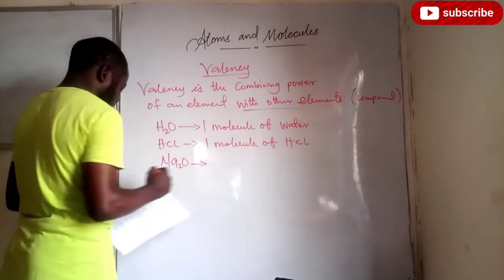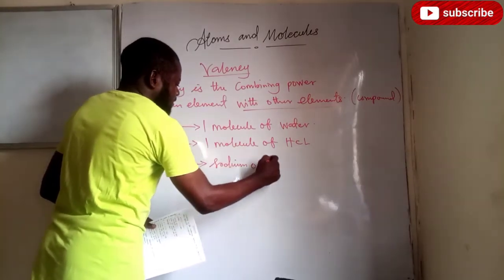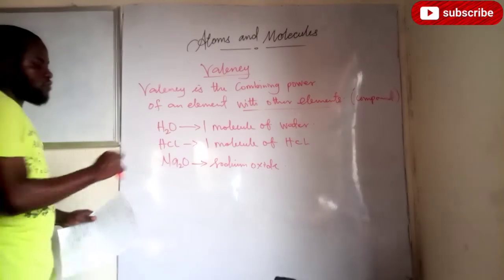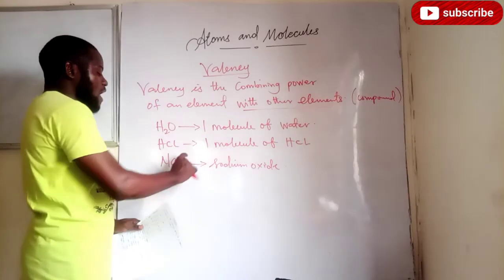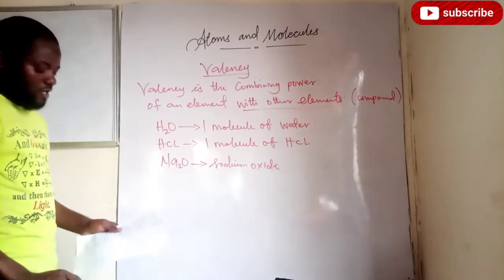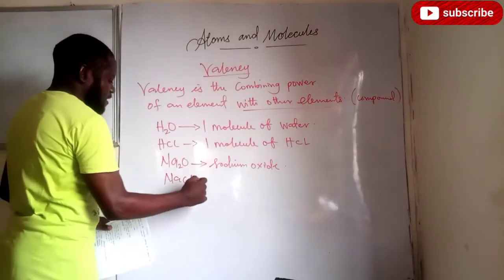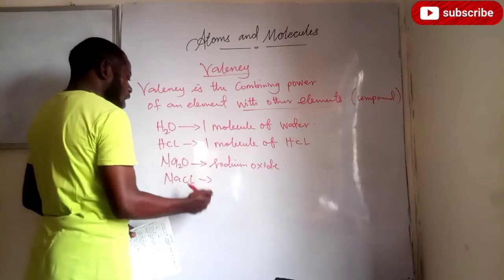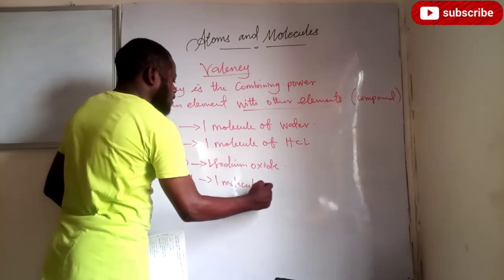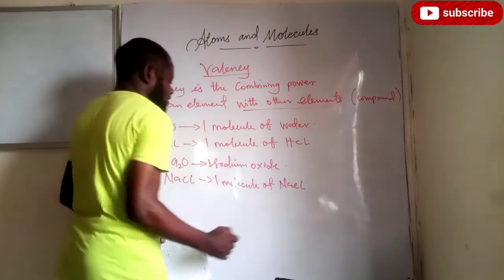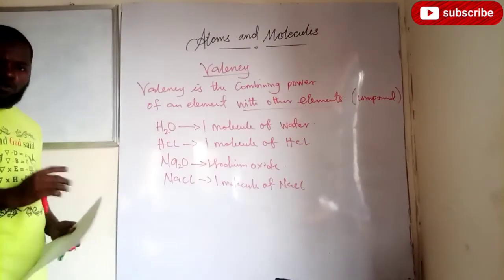And Na2O, this is sodium oxide. So in 1 molecule of sodium oxide, I have 2 atoms of sodium and 1 atom of oxygen. Are we together now? So let's put a stop there. Okay, let's consider NaCl, sodium chloride. In 1 molecule of sodium chloride, we have 1 atom of sodium and 1 atom of chlorine. Are we together now?